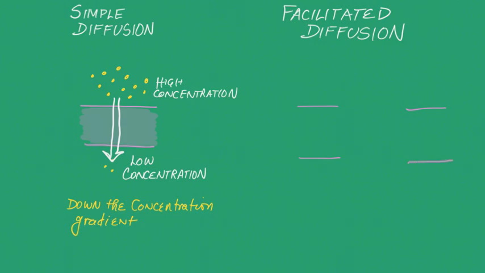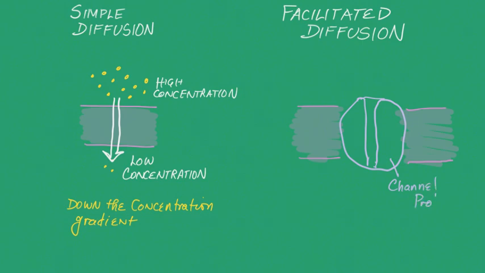Here we have the phospholipid bilayer. In the case of facilitated diffusion, we also need a protein, a channel protein. This is required because the molecules involved in facilitated diffusion tend to be larger. They cannot pass through the phospholipid bilayer, and so they need a channel protein to help them.